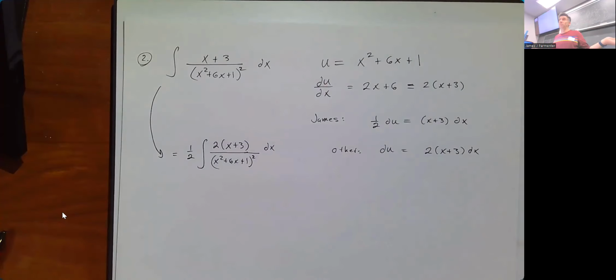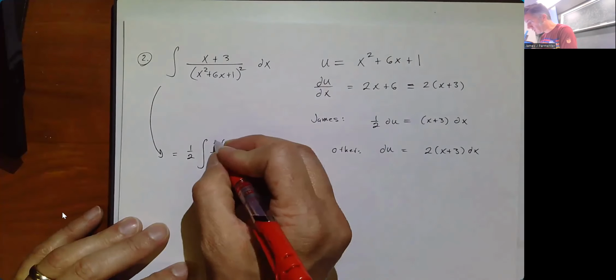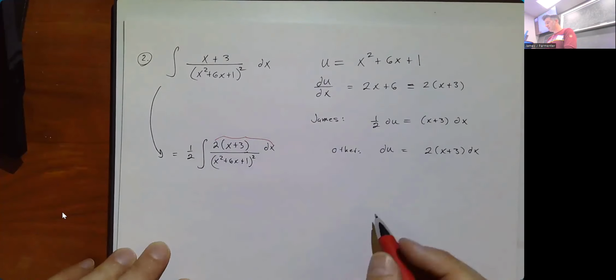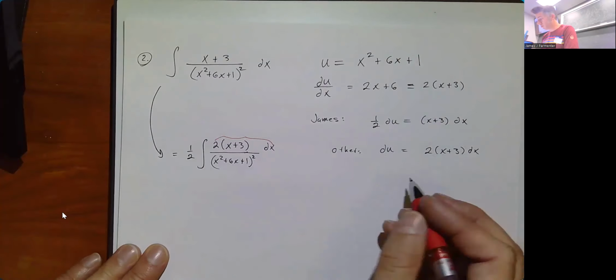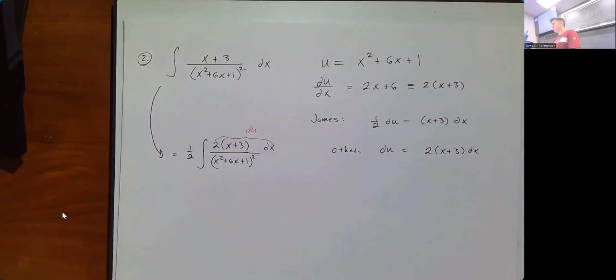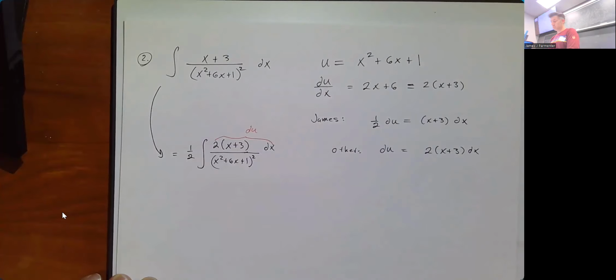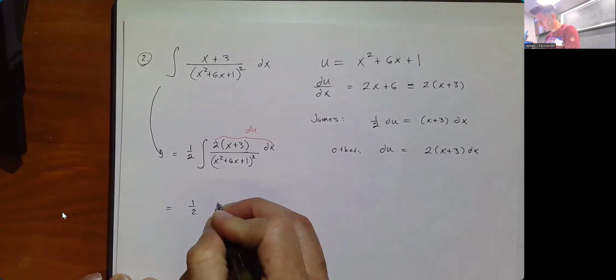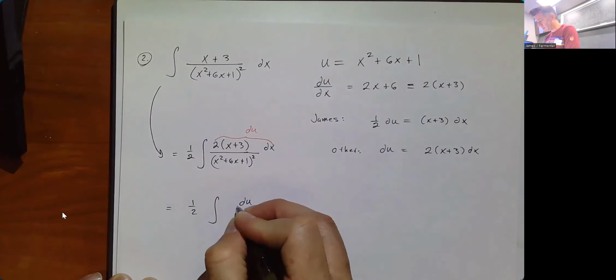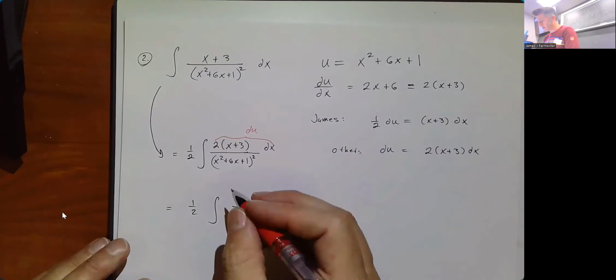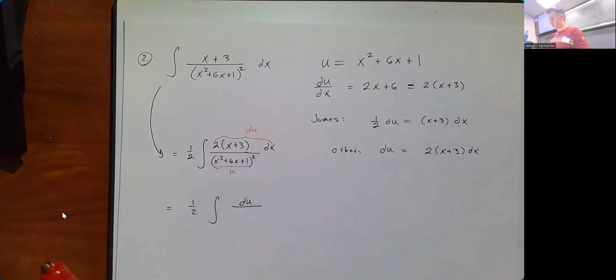Have I changed my integral? No. I multiplied by 1/2 and by 2. That's valid, right? I multiplied by 1. But then this top part here, 2 times x plus 3 times dx, is exactly du. Again, not what I like to do personally, but either way, we're still going to end up with 1/2 times the integral of du divided by u squared.